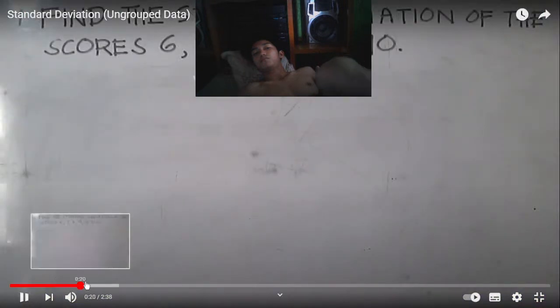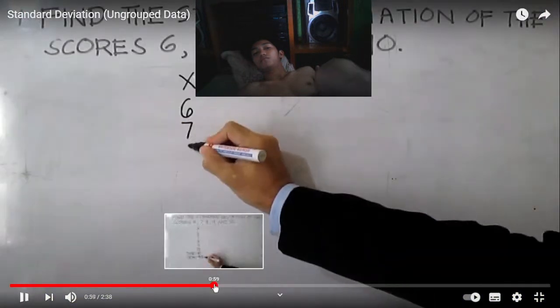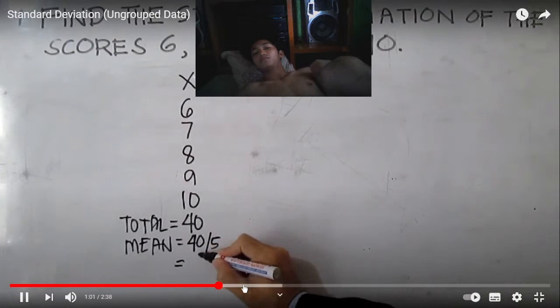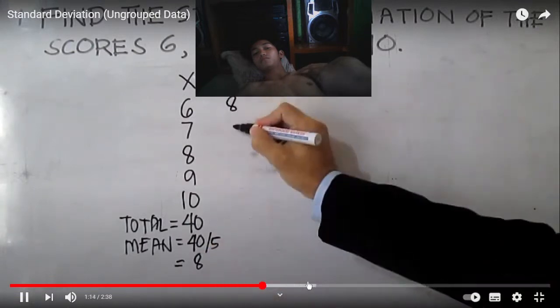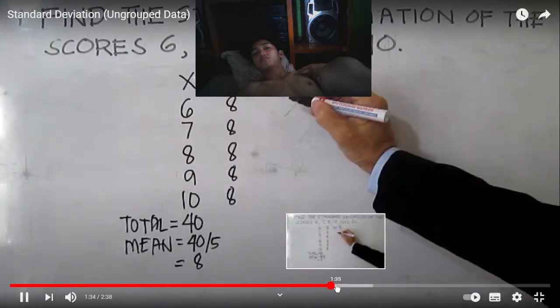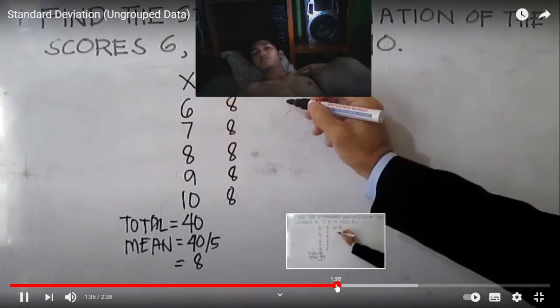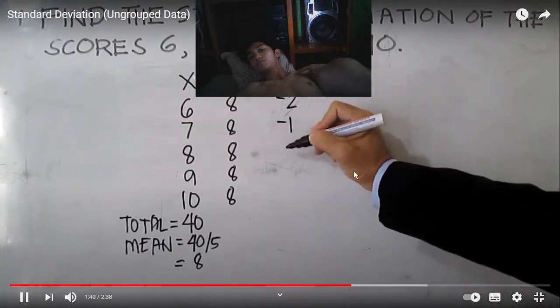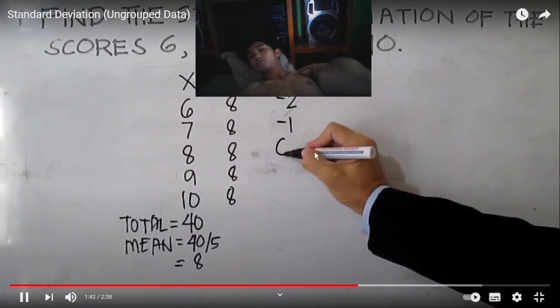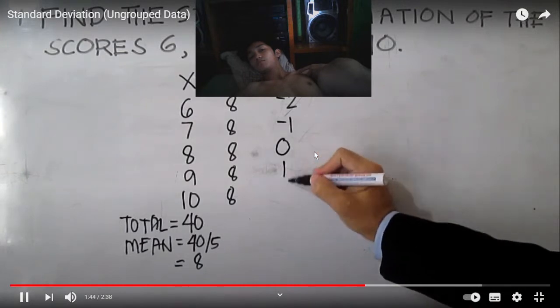The mean and the variance. The mean is actually your average. 6 minus 8 is negative 2, 7 minus 8 is negative 1, 8 minus 8 is 0, 9 minus 8 is 1, 10 minus 8 is 2.